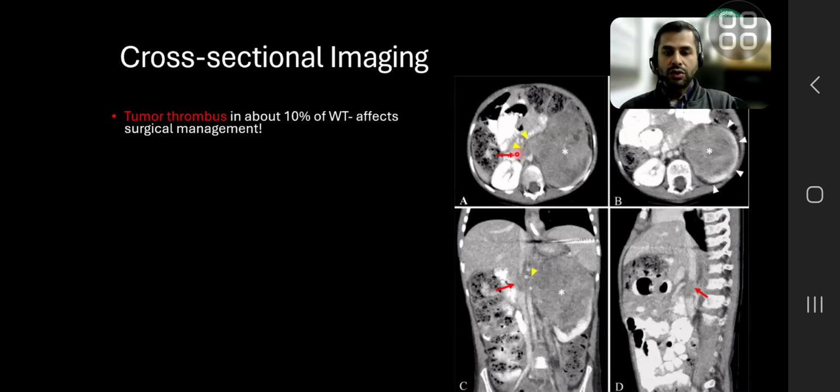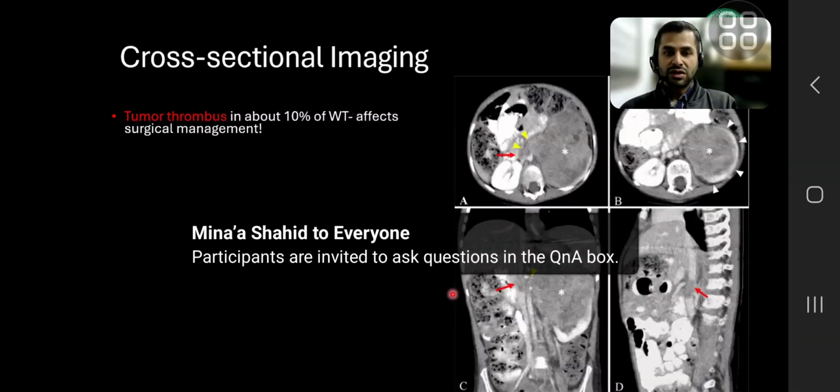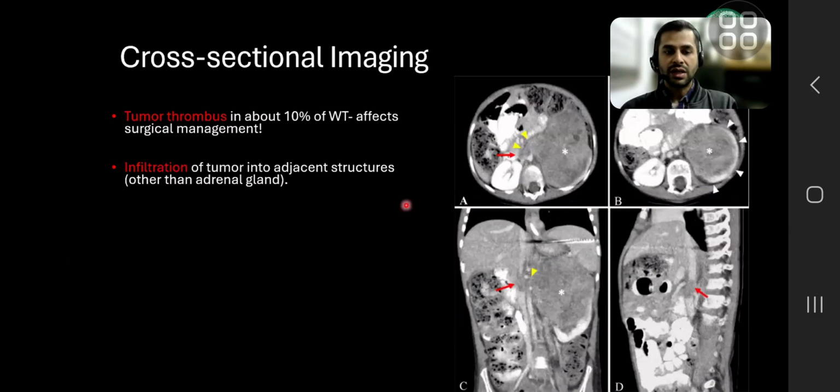And on the coronal and sagittal images, you can see that the thrombosis extends into the IVC, and this should be carefully documented in our reports. Infiltration of the tumor into the adjacent structures other than the adrenal gland that would preclude complete surgical resection needs to be documented as well. And signs of tumor rupture, including ascites and presence of any peritoneal tumor nodules, should be documented.